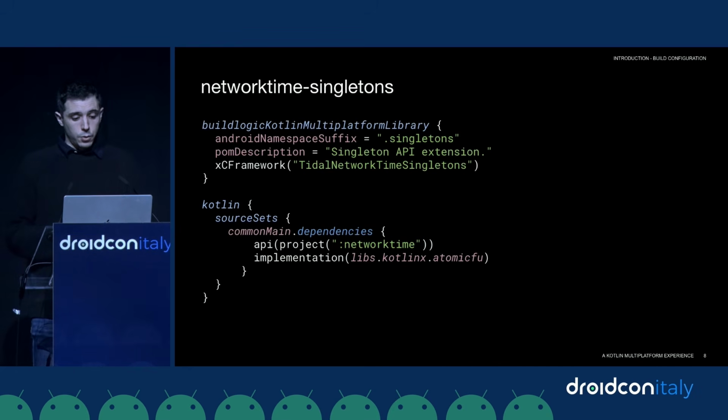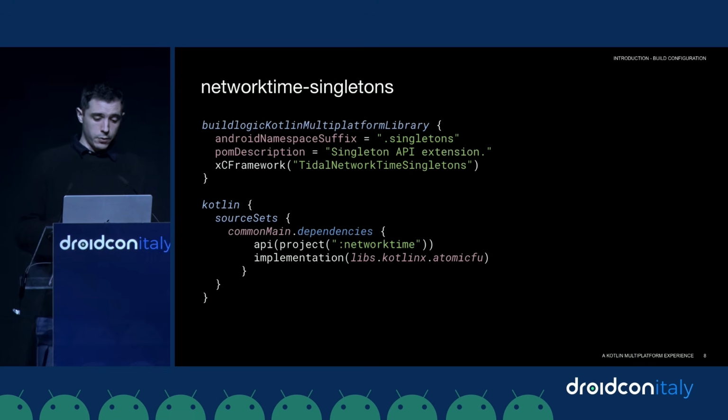The first module we're going to be looking at is networktime singletons. First, it uses an extension defining build logic to configure some details. Then it features a single source set, which is common to all of the targets, common main. As you can imagine, this name is related to how Kotlin Multiplatform manages platform-specific code and external dependencies, but also dependencies across source sets and source set grouping. Since this module features no platform-specific code, this source set is enough.